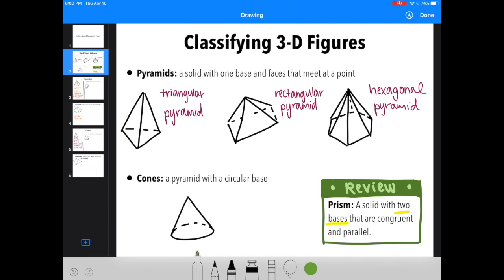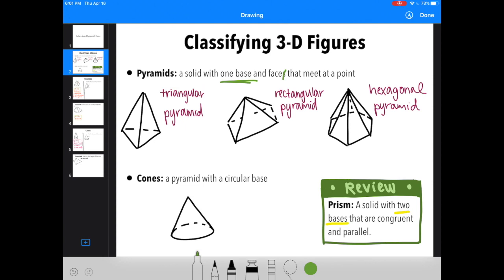The difference from that, as far as a pyramid, is going to be a solid with one base and faces that meet at a point. So you have a pyramid if you have one base, you have a prism if you have two bases. That's why in our equations last week, we had to multiply by 2 to account for that additional base. You'll notice in the pyramid formulas, you do not have a 2 to account for that extra base. Similar to prisms, we like to further classify pyramids based on what that base shape is.